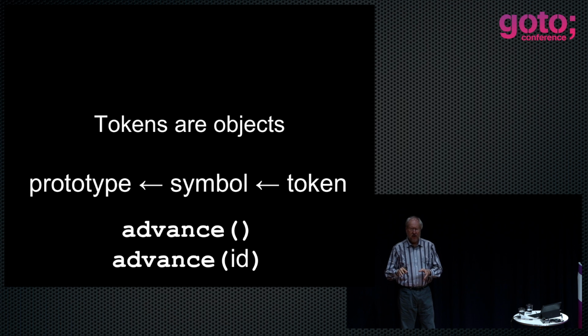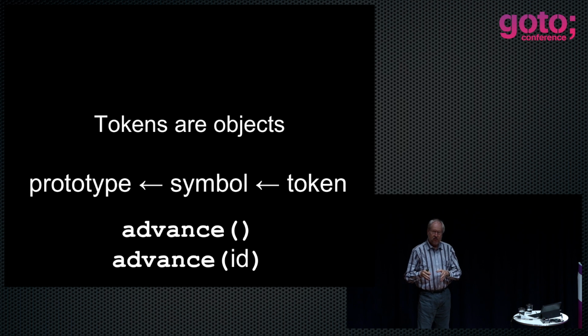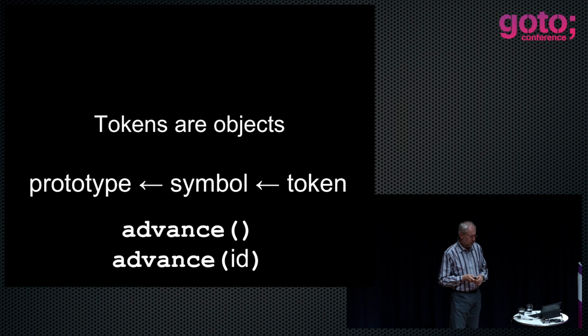We'll have an advance method which will fetch the next token for us and put it in a variable called token. And if we pass an ID, then it will guarantee that the token that we're skipping over is that kind of token. So if we're looking for a plus sign, we can say advance plus, and that'll guarantee that the next token is a plus sign. If it's not, it'll produce an error.